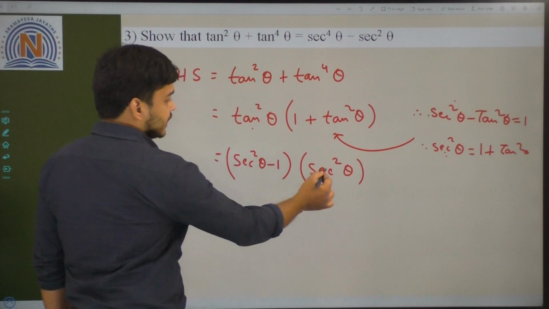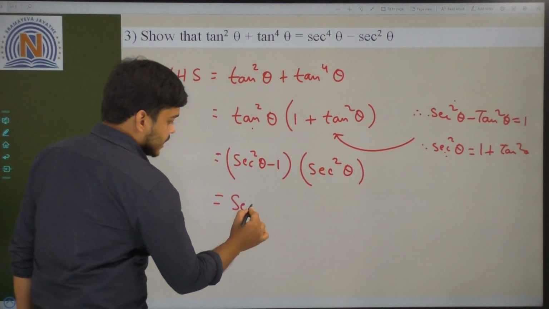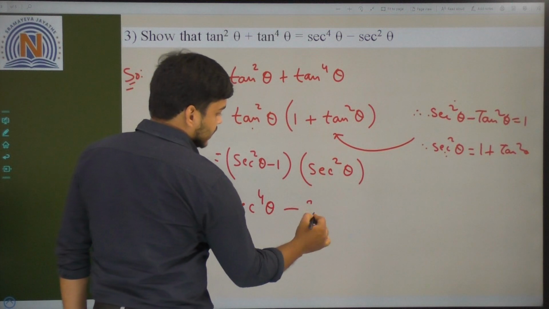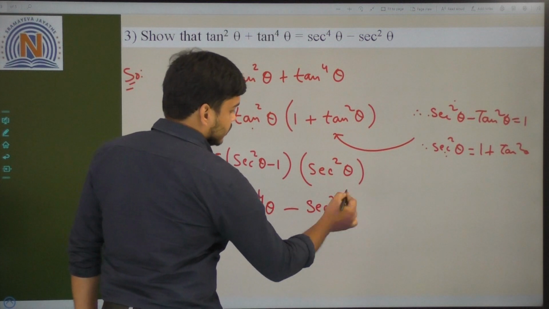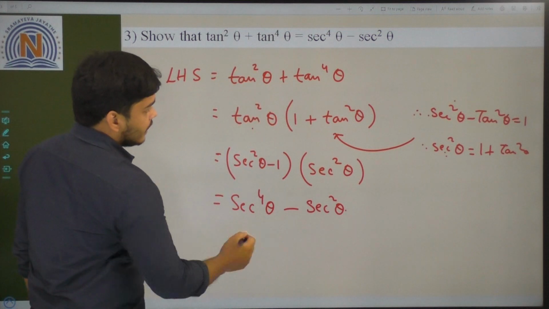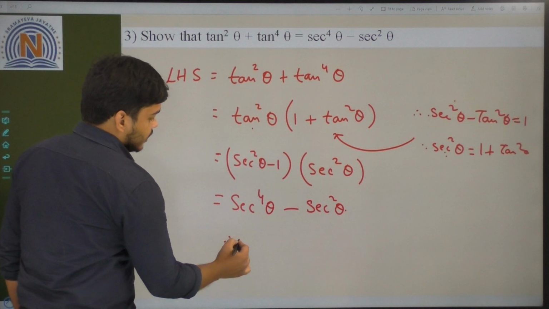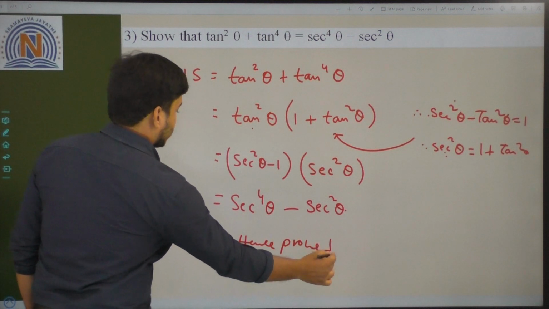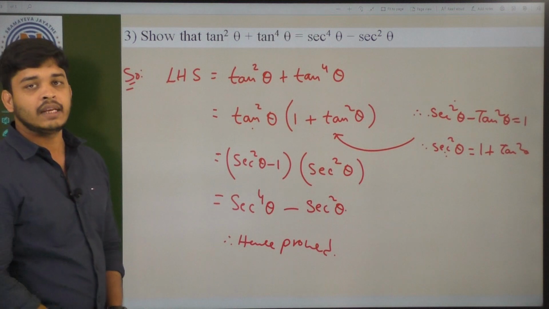Now secant square theta into secant square theta minus 1 is secant to the power of 4 theta minus 1 into secant square theta, which is secant square theta. Now we are taking LHS and proving RHS, right? Therefore, hence proved. Now the next problem.